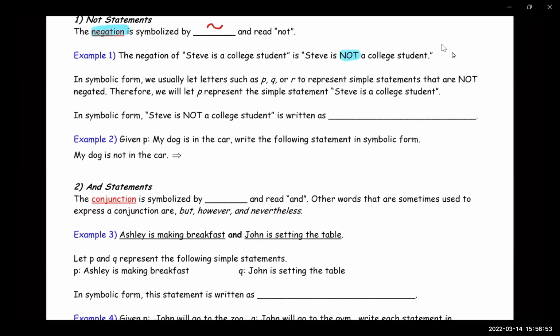All right, in symbolic form, so what we usually do in logic is you assign letters to statements and then you represent it in symbolic form instead of writing it in a sentence. So for example, let the letters P, Q, or R represent simple statements that are not negated. Therefore, we will let P represent the simple statement, Steve is a college student. All right, so P is equal to this.